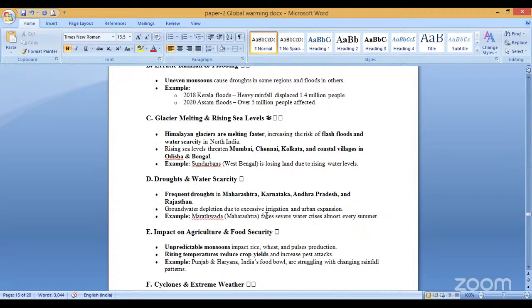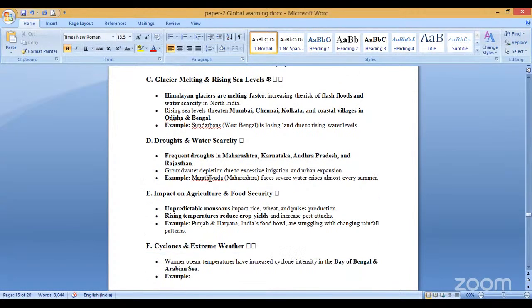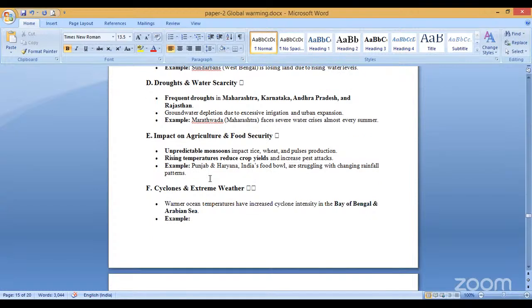The next one is the impact on agriculture and food security. Unpredictable monsoons impact rice, wheat, and pulses production. Rising temperatures reduce crop yields and increase pest attacks. Punjab, Haryana, and India's food bowl are struggling with changing rainfall patterns.